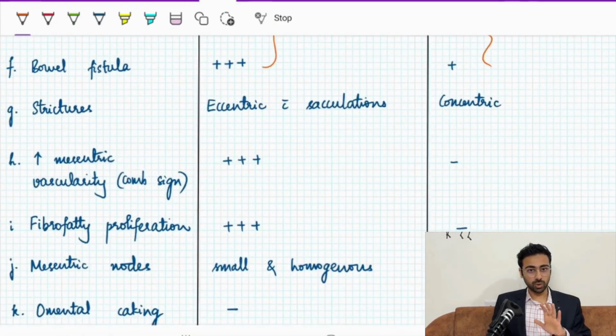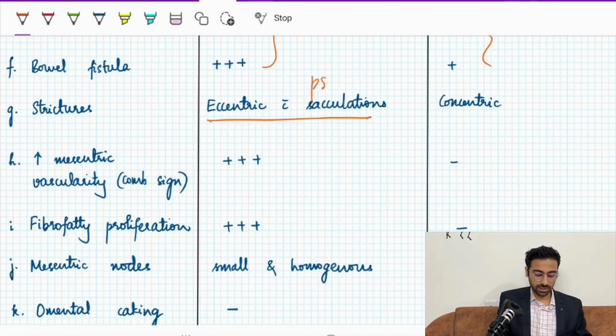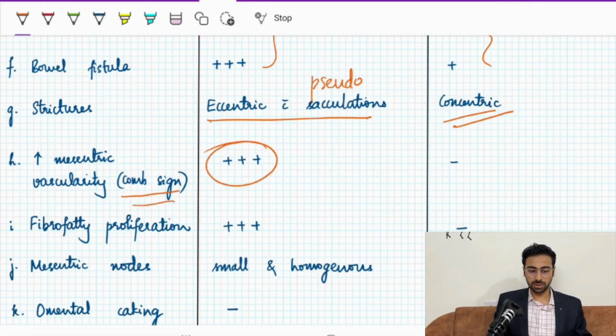Strictures are seen in both. Bowel obstruction can be seen in both, whereas the strictures in Crohn's are eccentric along with saculations, also known as pseudosaculations. Whereas in abdominal tuberculosis, the strictures are concentric. Increased mesenteric vascularity, that is also known as the Comb sign, is a feature of Crohn's disease which is not seen in abdominal tuberculosis.